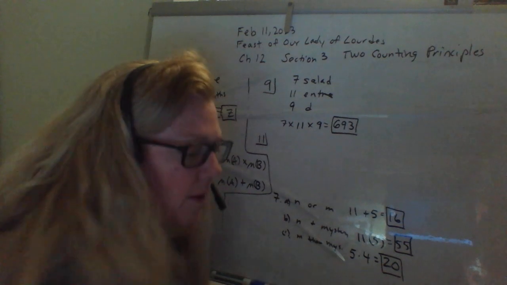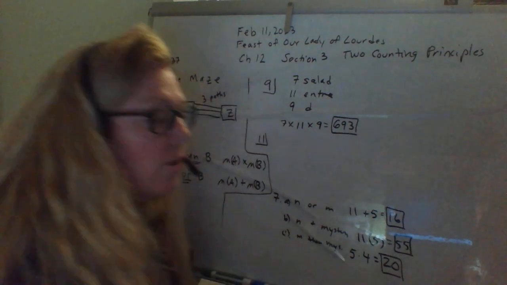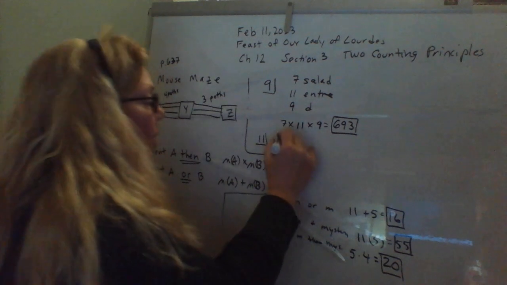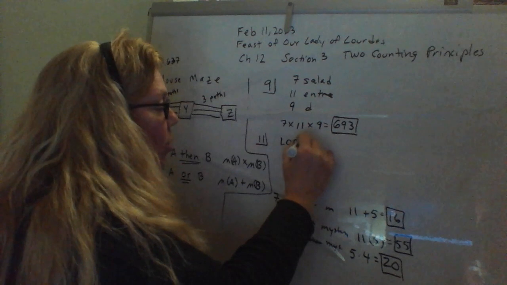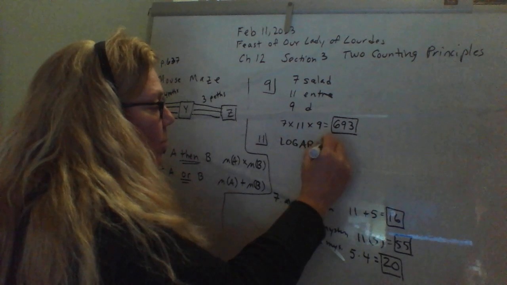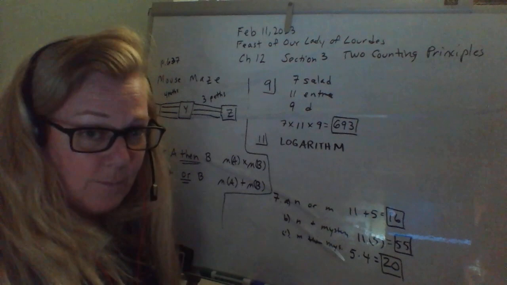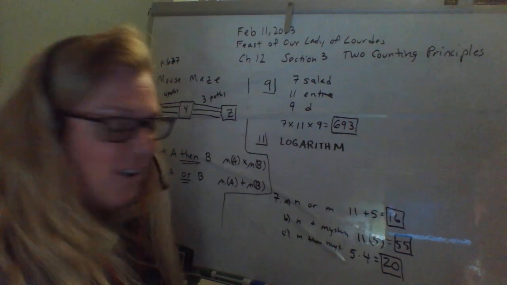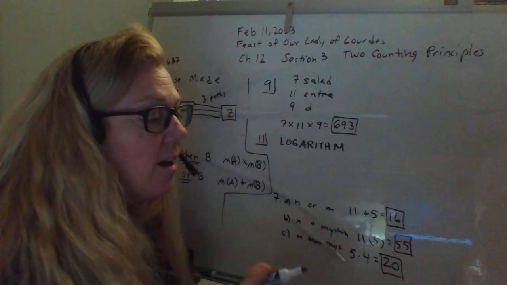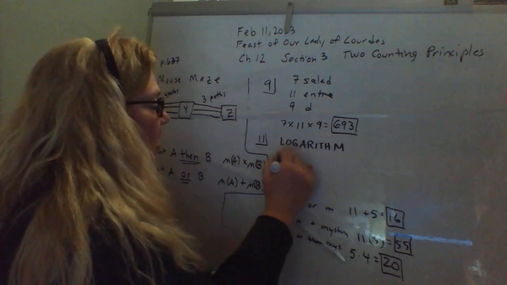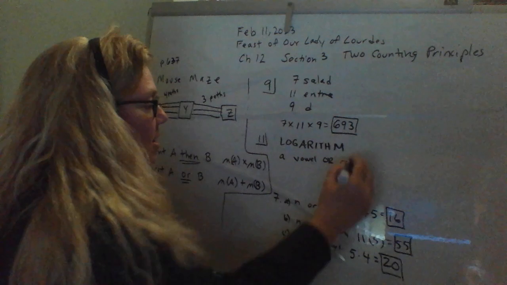Okay. On to number 11, which is on page 639. Using only the letters in our favorite word we've ever heard ringing in our ears. We dream about this word. We talk to people at cocktail parties about this word. Logarithm. Out of only the letters in the word logarithm, how many ways could you pick a vowel or a consonant?